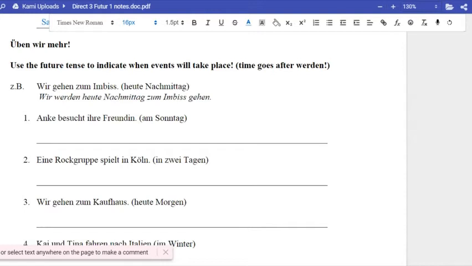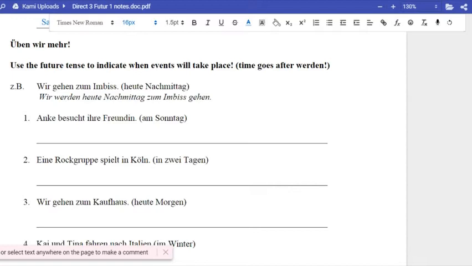So wir is the subject of the sentence. I'm going to conjugate werden to go with wir, and of course it just stays like the infinitive form. Wir werden, I'm going to throw in my time element, heute Nachmittag, today afternoon. In English we would say this afternoon, zum Imbiss gehen. Notice my infinitive gets thrown at the end. In my original sentence, it was here, conjugated to go with wir. Now it's thrown at the end in the infinitive form.